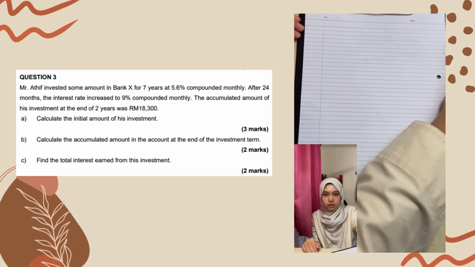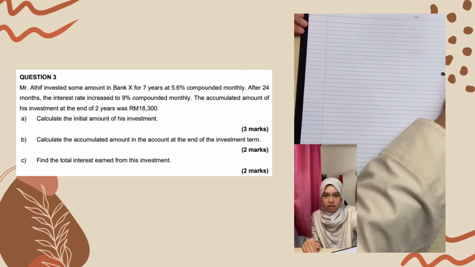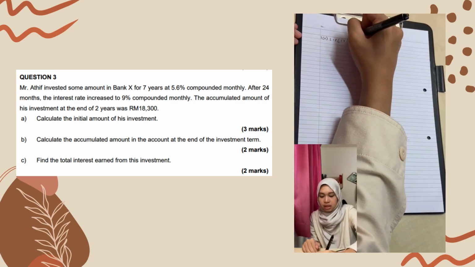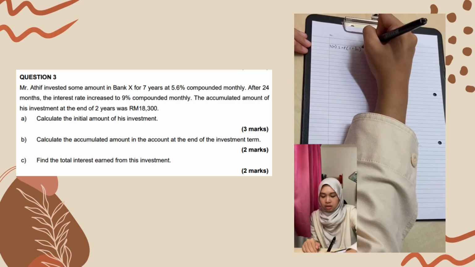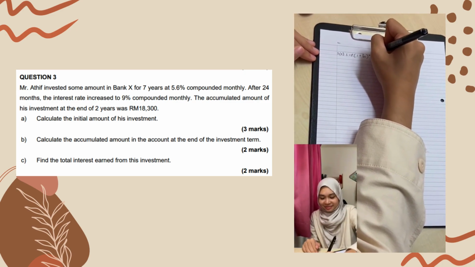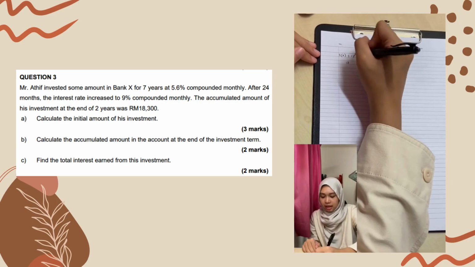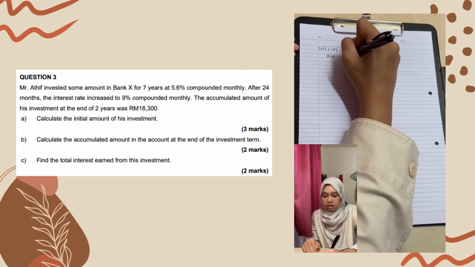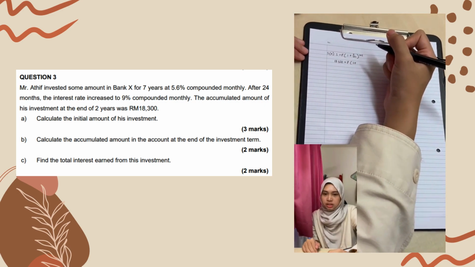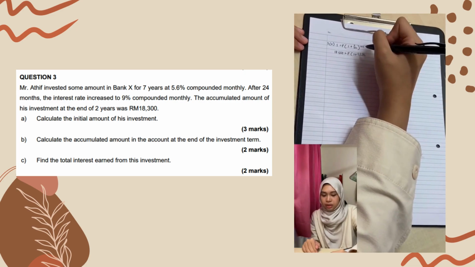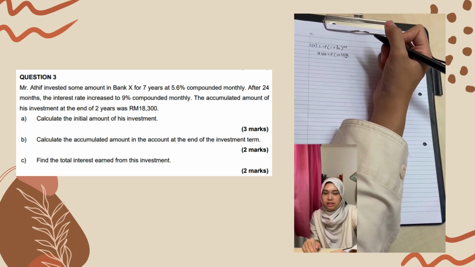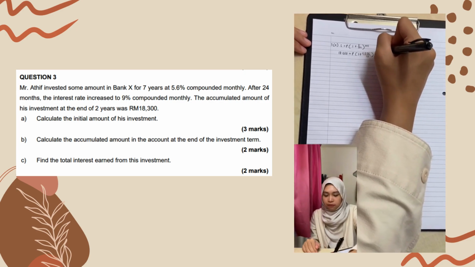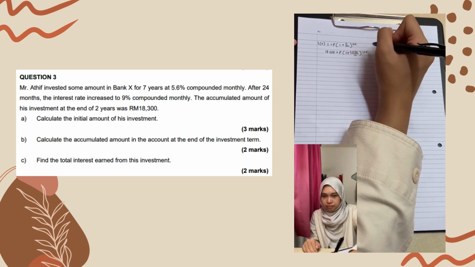For question 3A, we need to find the initial amount of Mr. Atif's investment using the formula S equal to P open bracket 1 plus K over M close bracket the power of M multiplied by T. The amount of S is 18,300 equal to P open bracket 1 plus K, which is 0.056 over M. The amount of M is 12 because it's stated in the equation compounded monthly, close bracket the power of 12 multiplied by T, which is 2.